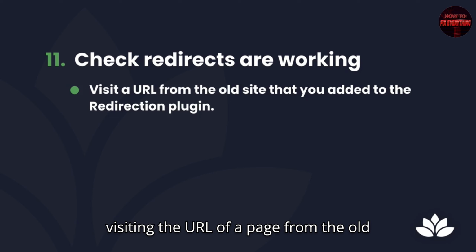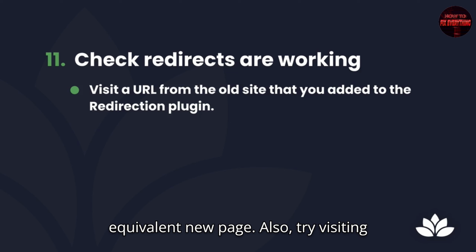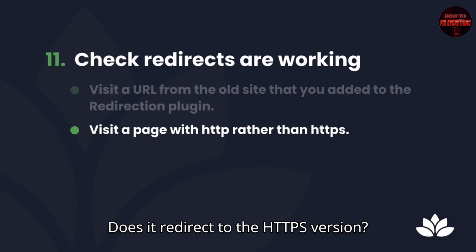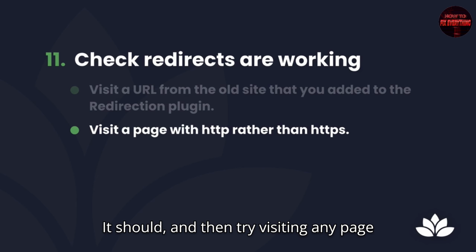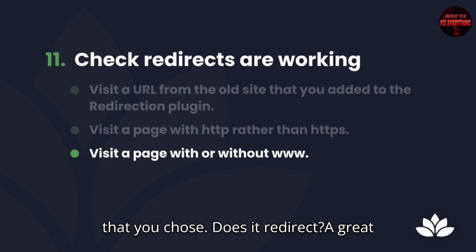So first try visiting the URL of a page from the old site, one that you added to the redirection plugin in the previous lesson. It should redirect to the equivalent new page. Also, try visiting any page on the site with HTTP at the start rather than HTTPS. Does it redirect to the HTTPS version? It should. And then try visiting any page on the site with or without the www, basically the opposite version to the one that you chose.